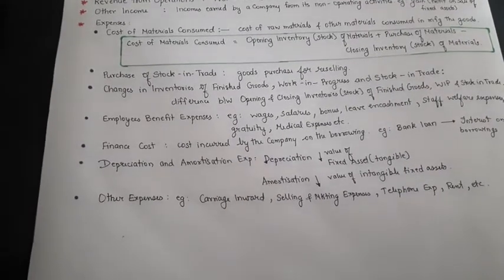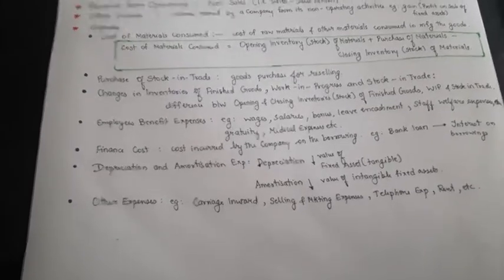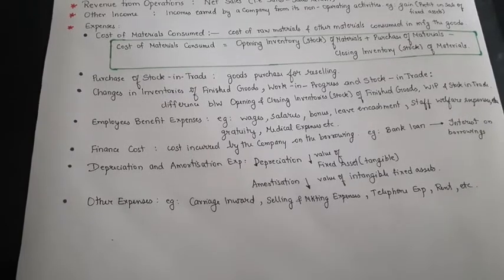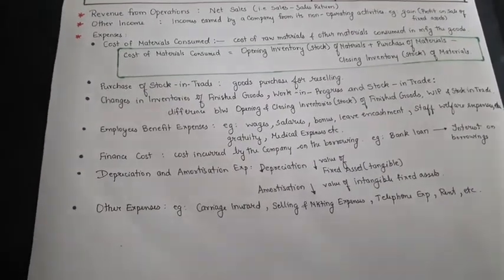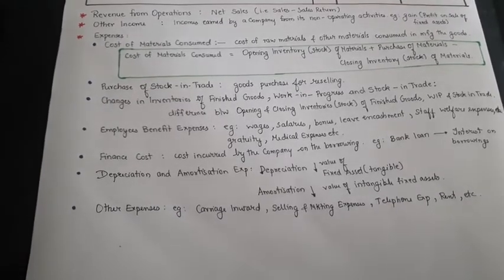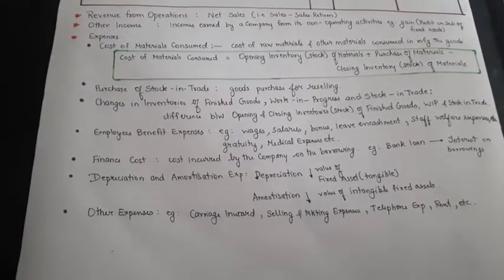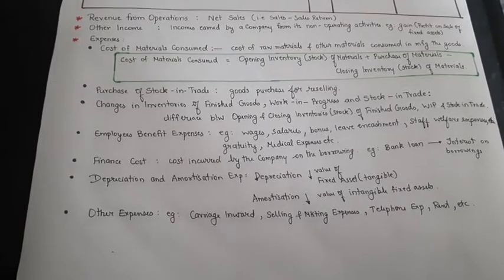All the expenses of a company which are for the benefit of employees will be shown under this heading. Some of the examples are wages, salary, medical expenses, gratuity, etc. Finance cost. Cost incurred by the company on borrowing. That is, if you are borrowing some amount, maybe a bank loan, you have to pay interest on that. So the interest is your finance cost.